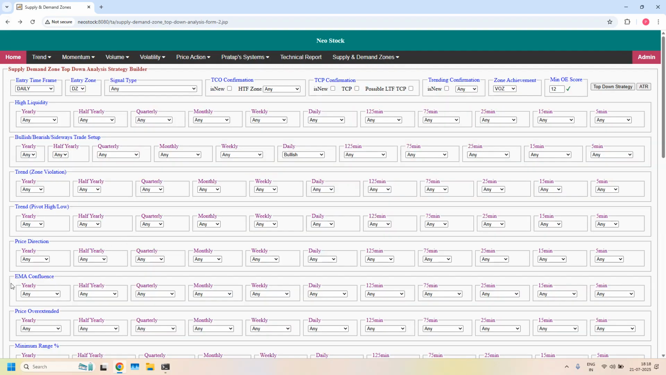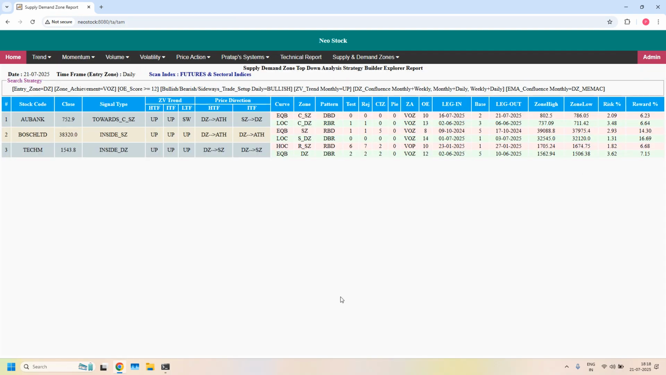Let's verify. In the EMA confluence at monthly time frame, I am checking whether the monthly demand zone has monthly EMA confluence or not. At the same time, the trend on the monthly should not be sideways. It can be up or down, but this is a bullish trade setup. Let us select uptrend, because for a bullish trade we don't take downtrend. Let's filter. See, out of 4 uptrend stocks, 3 are filtered on weekly. But these daily demand zones might have a higher probability of success.